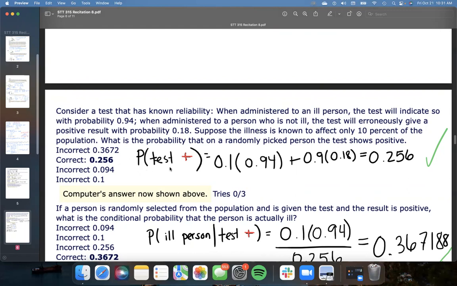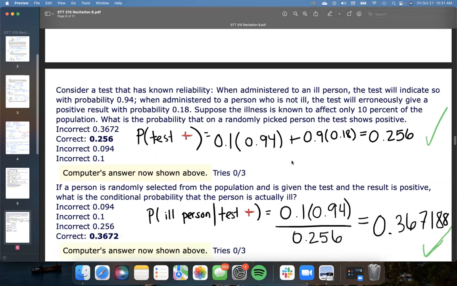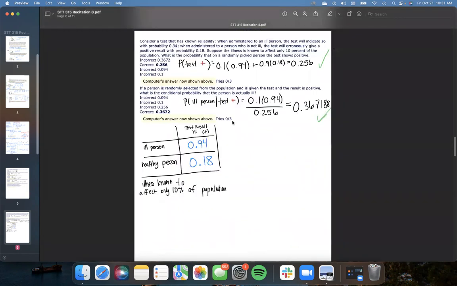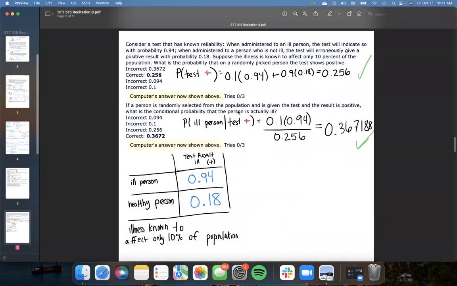So here we want to know the probability that the test is positive. And so we would do 0.1 times 0.94 plus 0.9 times 0.18. Let me see if I can zoom out a little bit so you can see all of this at once.